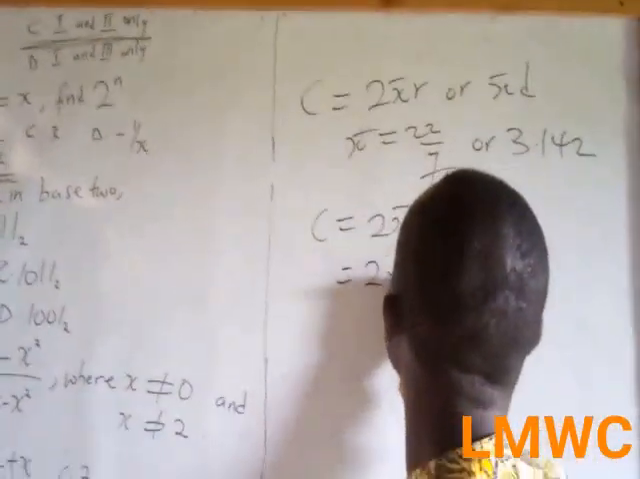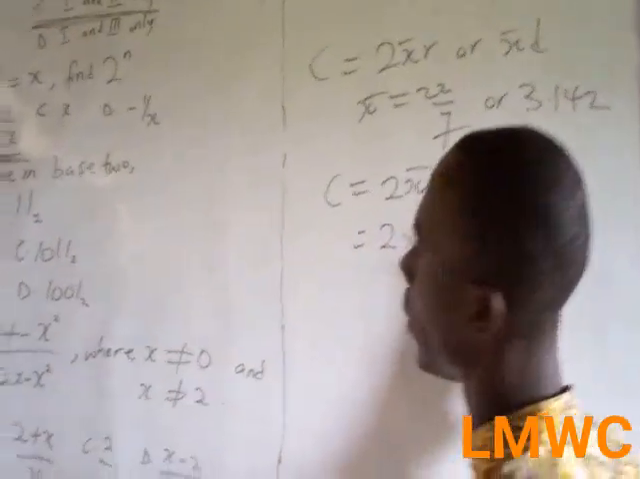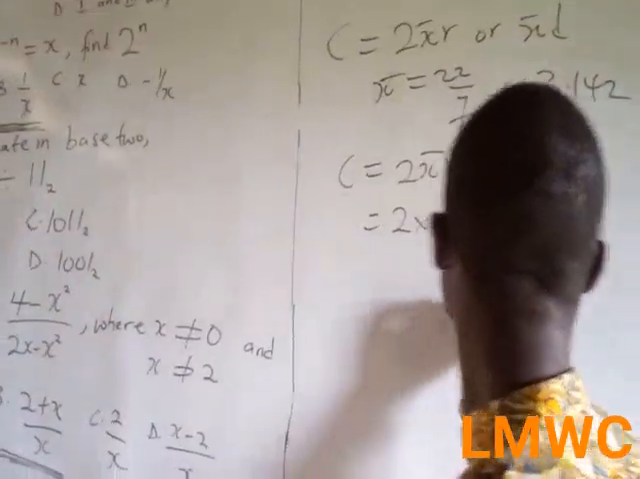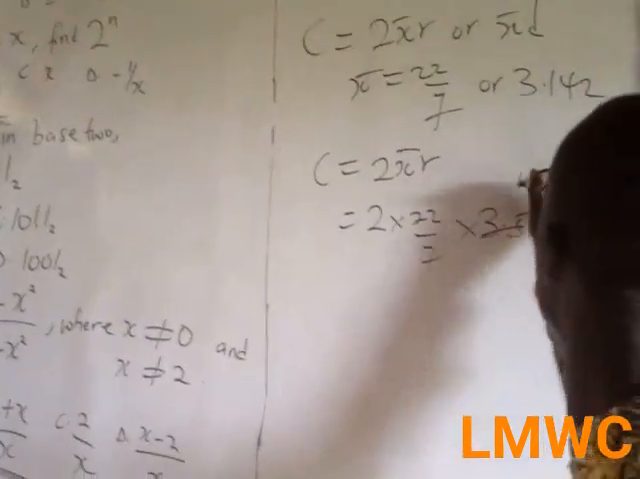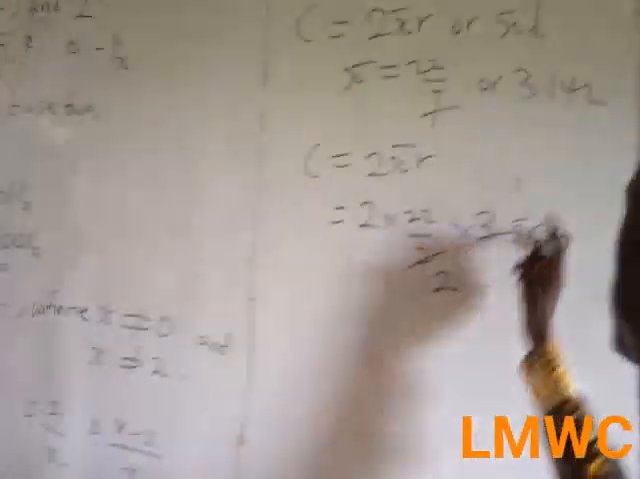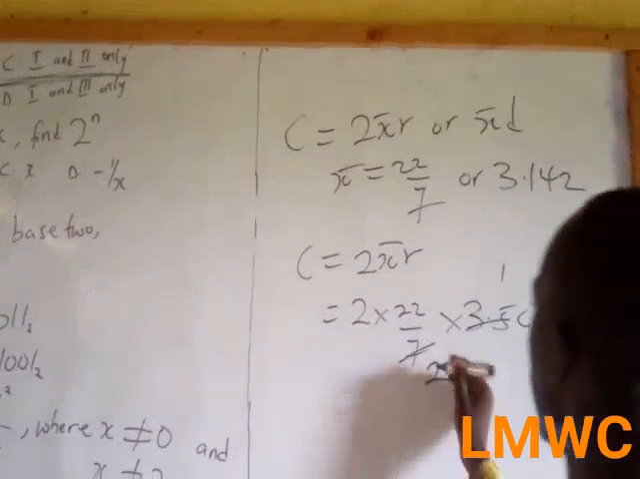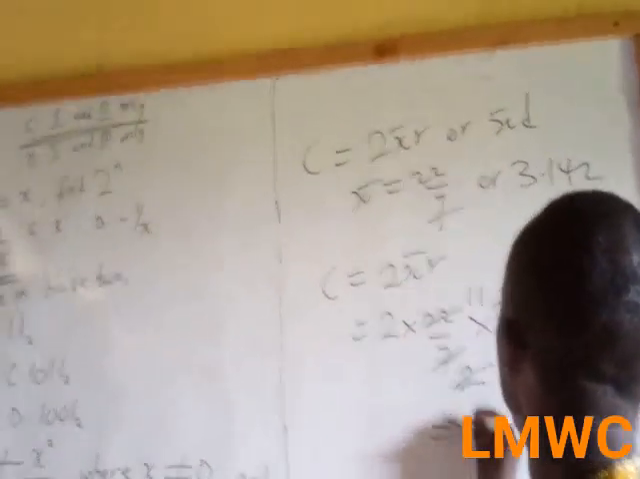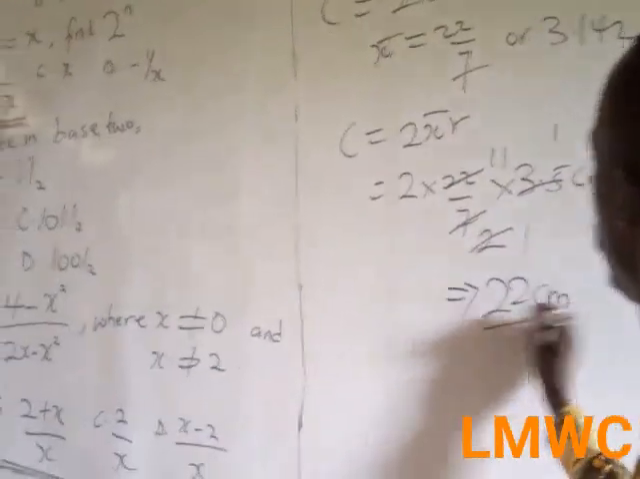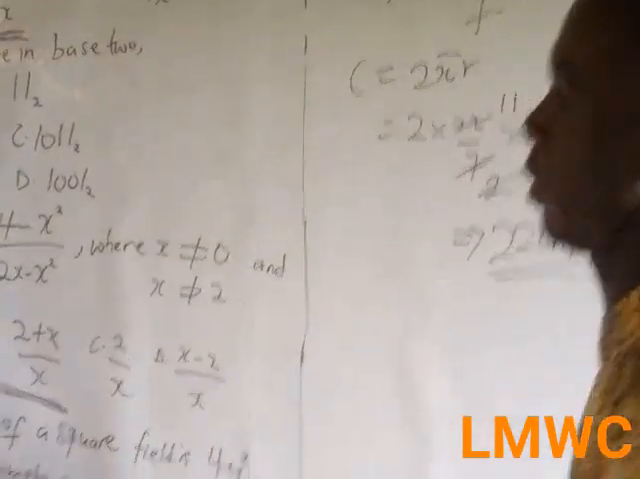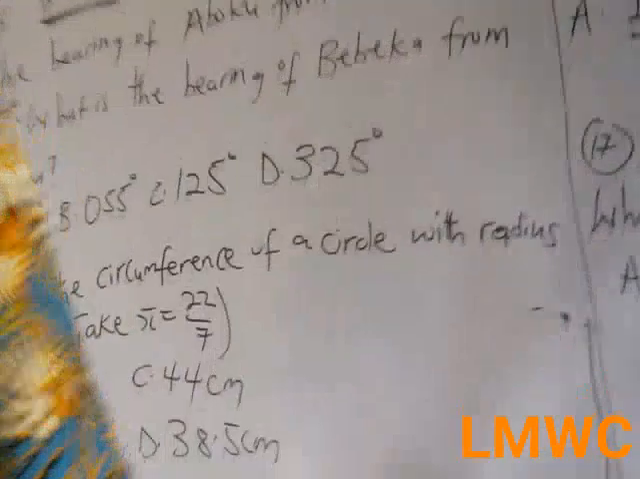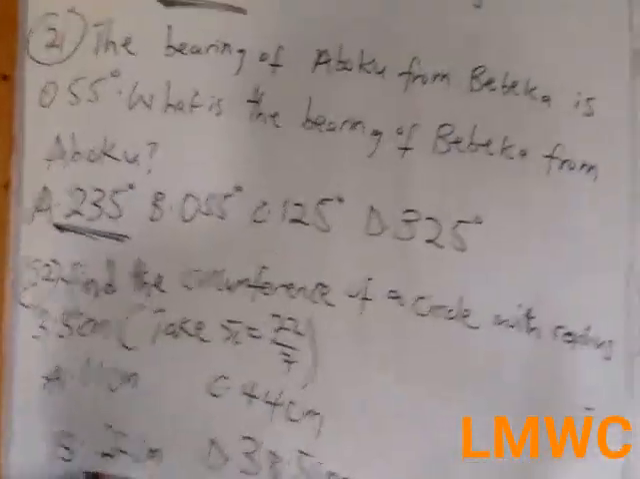So it's 2 times 22 over 7 times, what is the radius? 3.5 centimeters. So we have, this goes here 1, this goes here 2, because 3.5 times 2 is 7. 2 goes here 1, 2 goes here 11. 2 times 11, we have 22 centimeters. It's not 22 centimeters square. It's area that is measured in centimeters square or meters square. But we are talking of circumference. So the answer is 22 centimeters.